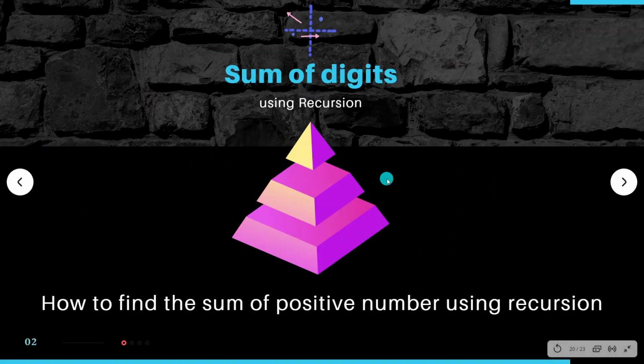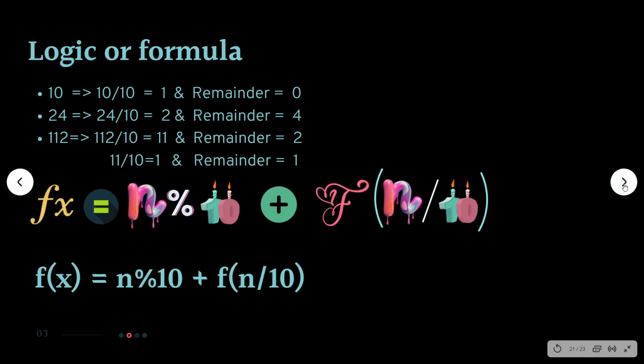So basically what we have to do is find the sum of the digits of a positive number using recursion. Suppose we have a number 532. Now we have to find the sum of its digits, that is 5 plus 3 plus 2, that is 10. Okay, so let's understand the approach of this problem.